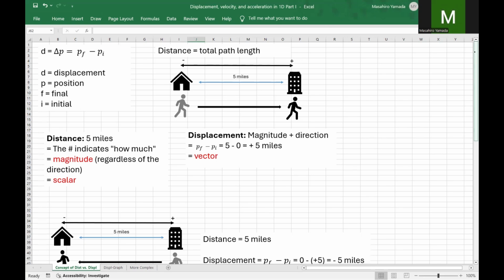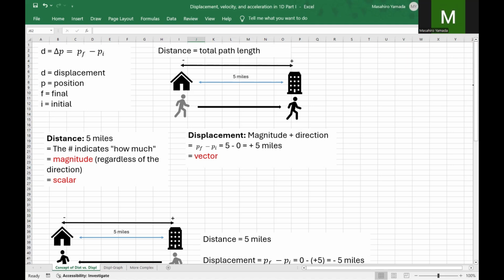In this video, I'm going to explain the difference between distance and displacement and what it looks like when you plot displacement over time in one-dimensional movement. Let's begin with the explanation of the situation.